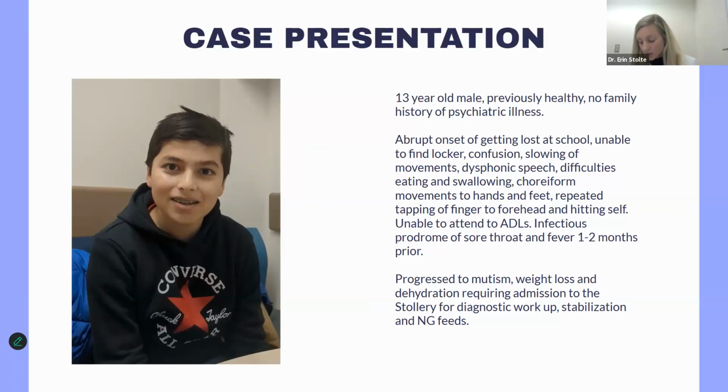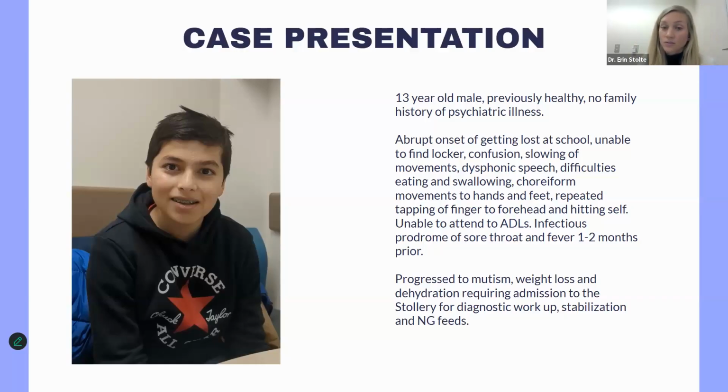When he found his locker, he found himself kind of stuck and unable to move. He became confused. His movements slowed. His speech changed from his normal tone to quite a dysphonic, screechy tone, and he began to have difficulties eating and swallowing. This progressed to choreiform-like movements of his hands and feet, and he began to repeatedly tap his finger to his forehead and hit himself, to the point that he was unable to attend to any activities of daily living.